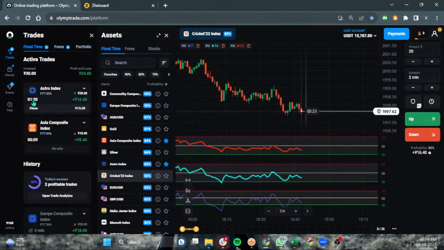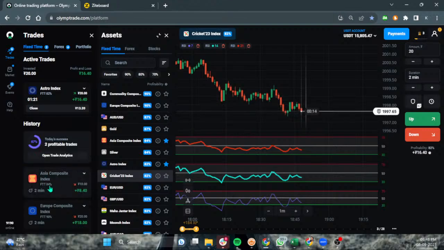Astro Index will have some time, so I'm hoping it will turn out nice for me. This one is in a critical case because it's just 5 seconds remaining. So let's just hope it goes profitable for me. And it did. That's a wonderful thing. Let's see how the Astro performs. It has still some time.